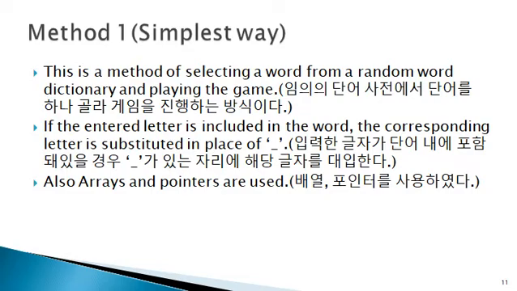I made 3 methods to make Hangman Game. Let's talk about my method 1. This is the simplest way. This is a method of selecting a word from a random word dictionary and playing the game. If the entered letter is included in the word, the corresponding letter is substituted in place of the underbar. Also, arrays and pointers are used.